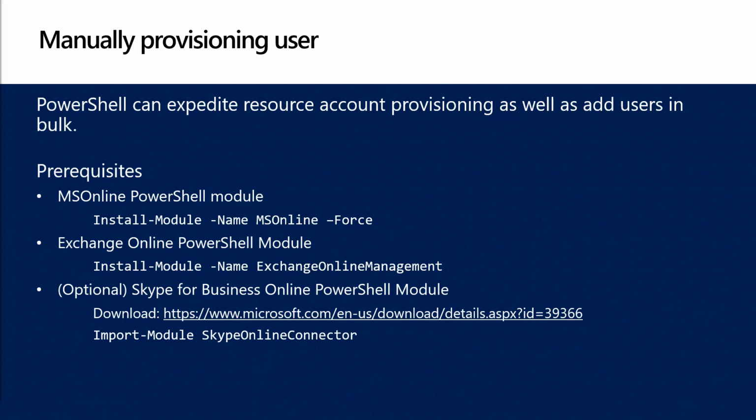There are two mandatory PowerShell modules that are required. One is MS Online, which is the Azure Active Directory PowerShell module, and the other is the Exchange Online PowerShell module, which is for Exchange. If you're using Skype for Business Online, you'll need to download and install the Skype for Business Online PowerShell module.